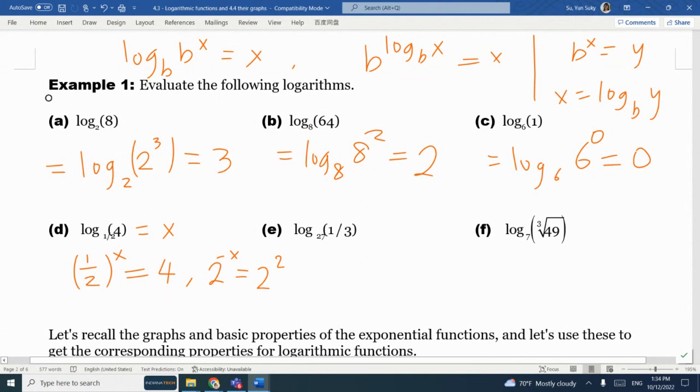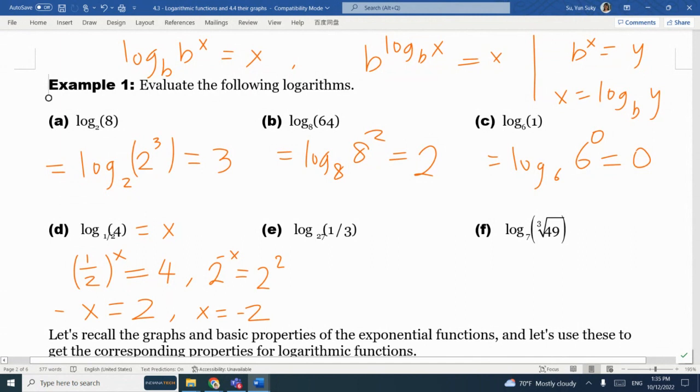Now you just set the exponents to be the same, right? According to the facts we learned last time, if they have the same base, you just set the exponents to be the same. So minus x equals 2. Then what is x? -2. Yeah, very good.